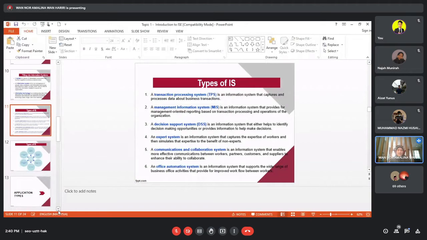And types of IS, apa dia? Several types of IS. I believe that this is also some kind of revision to you. Dah tahu dah. Yeah, revision ini. First type is transaction processing. This is an information system that captures and processes data. Basic transactions yang berlaku, maka apa TPS buat ialah dia akan capture dan proses data about transactions.